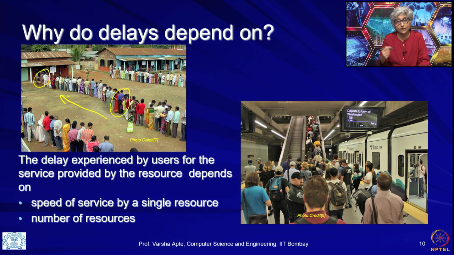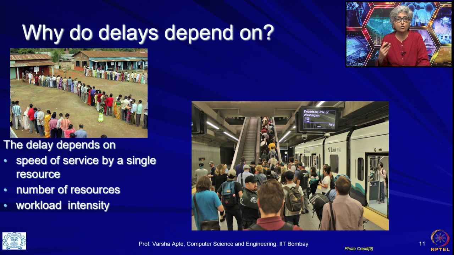Then number of resources. You can see here there seem to be three lines, 1, 2, and 3. That means there are three desks where people are checking the IDs. If there was one more here, then clearly there will be less delay. So the number of resources matters. Similarly, here you can think that if there was one more escalator on which people could go up, there could be less delay. Then the next one is workload intensity.